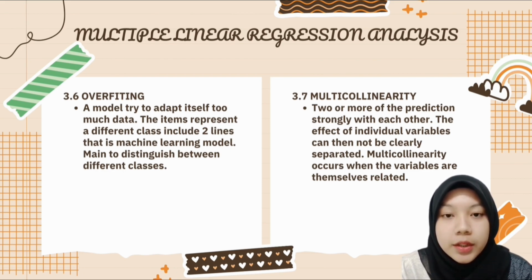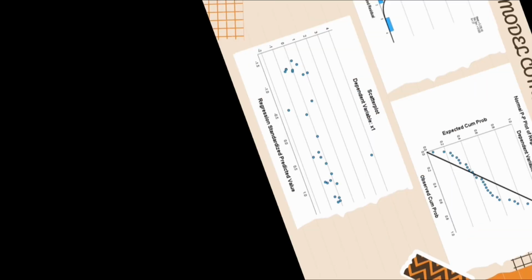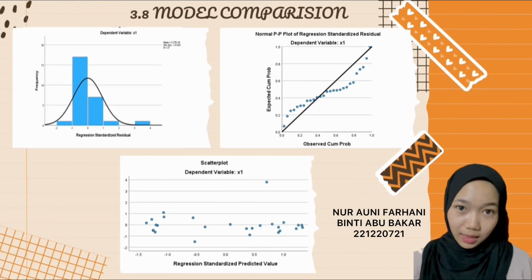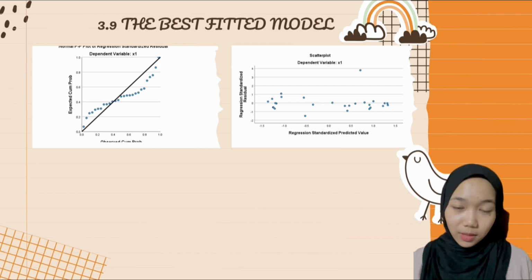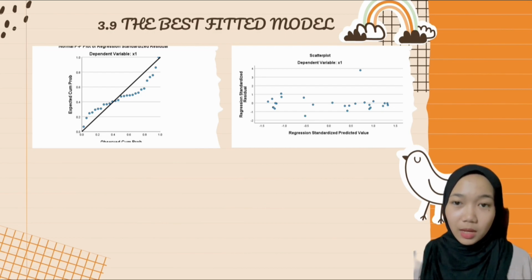3.8 Model comparison. Show that the histogram graph, normal p-plot, and scatter plot. These are the 3 pictures of model comparison. Next is 3.9, the best fitted model, which is normal p-plot of regression standardized residual, and second is scatter plot.